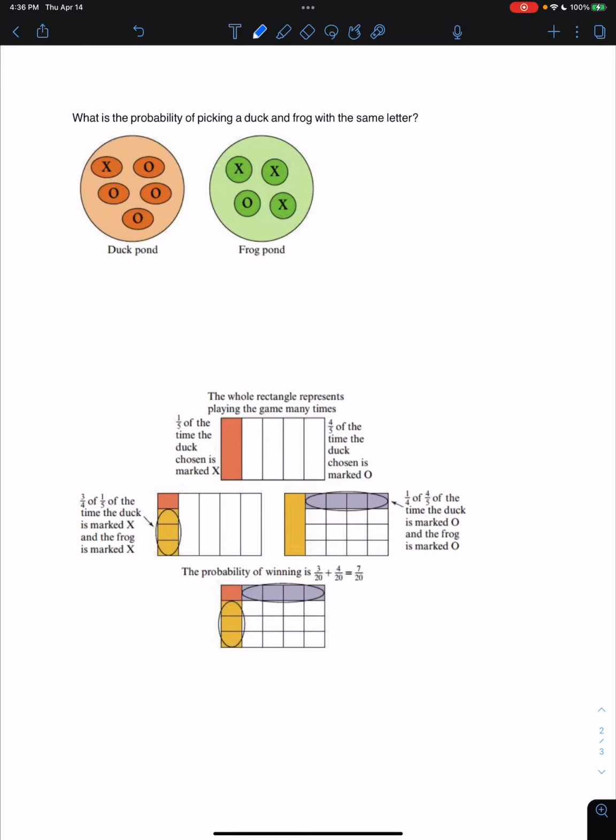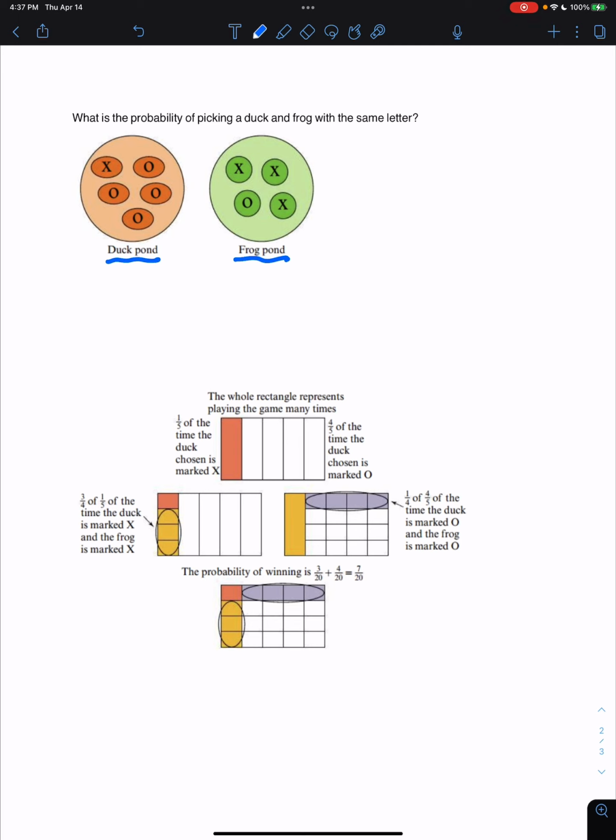Here is another scenario in which we can use fraction arithmetic to model the probability of this situation. It's a little more complex, so stick with me. In this situation, we have a game, and we have a duck pond and a frog pond, as I have shown here in the diagram.